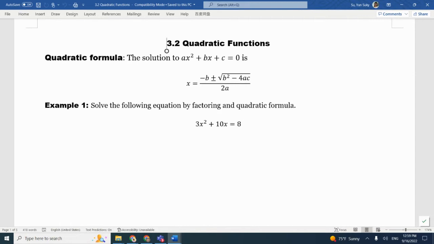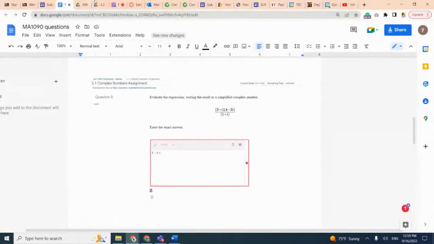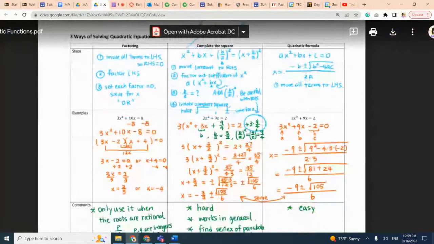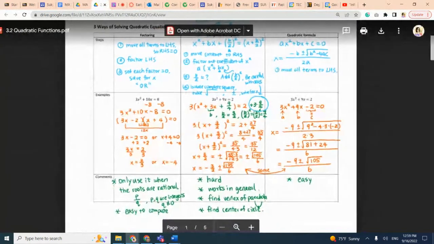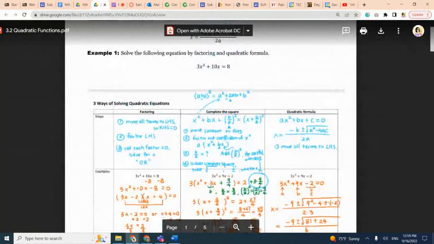And example 1. Solve the following equation by factoring and the quadratic formula. Okay, so here I want to just show you this table that I made, because it is a comparison.